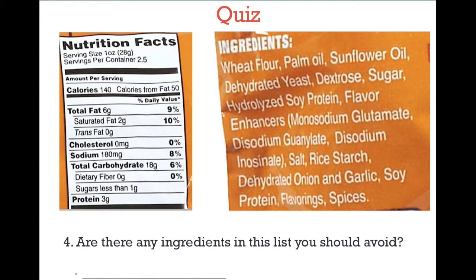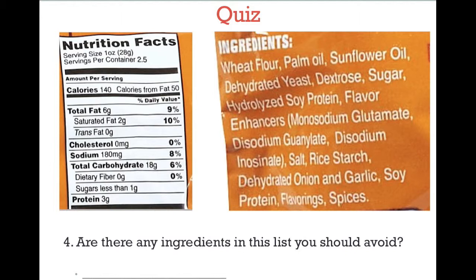When it comes to answering this question, everyone will have a different answer. The point is just to get you to start thinking. There is no right answer. As a dietitian, I would avoid this snack as oil is listed as the second ingredient, followed by dextrose, which is a sweetener, and sugar shortly after.